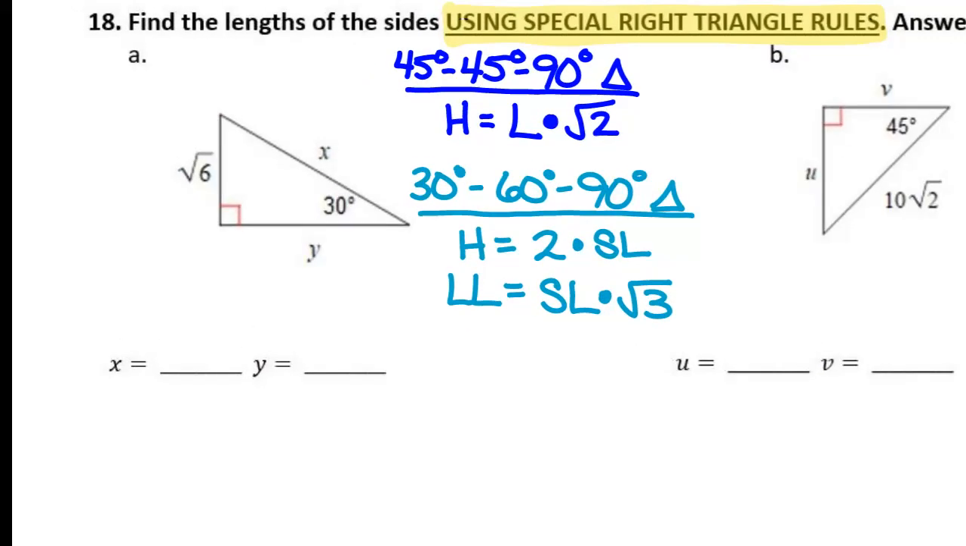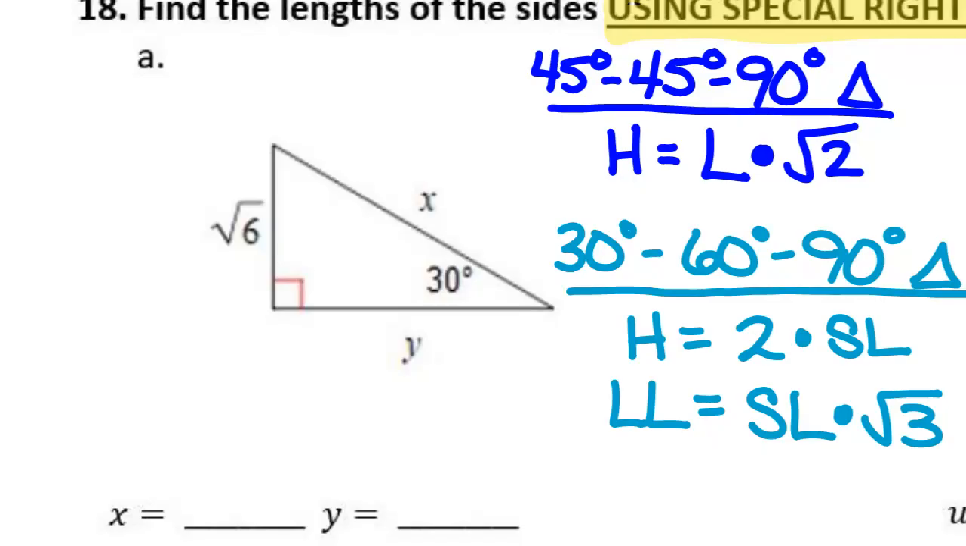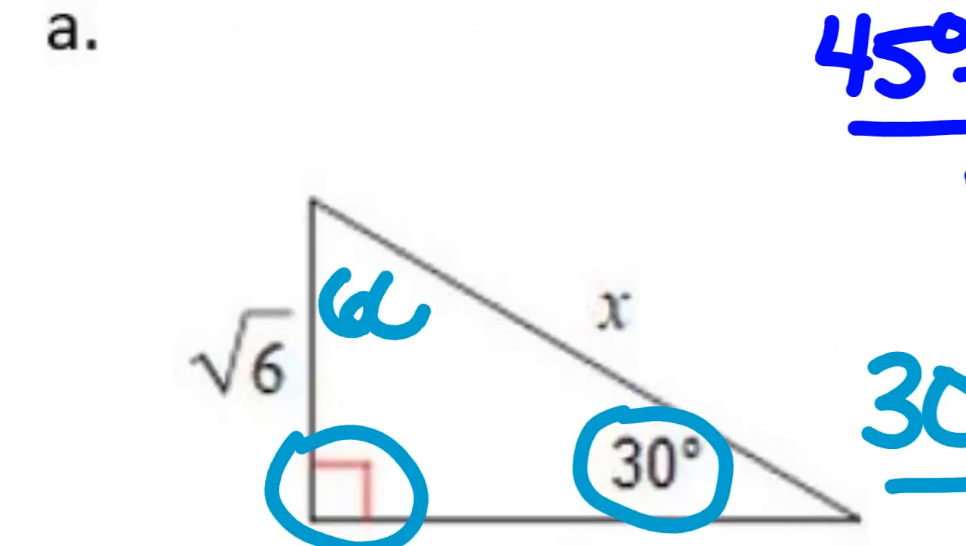When we look at example A, is that a 45-45-90 or a 30-60-90? 30-60-90. Here's 30, here's 90. The triangle sum theorem tells me this one up here has to be 60 because all the angles of a triangle add up to 180. 30 plus 60 is 90, plus another 90 gives me 180.